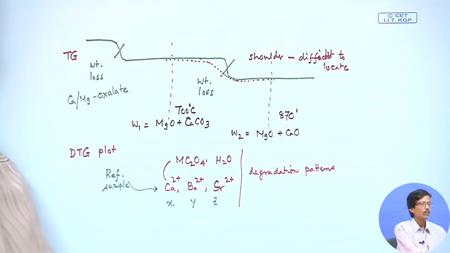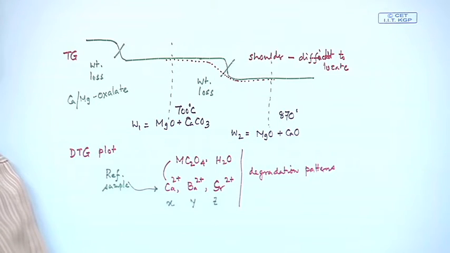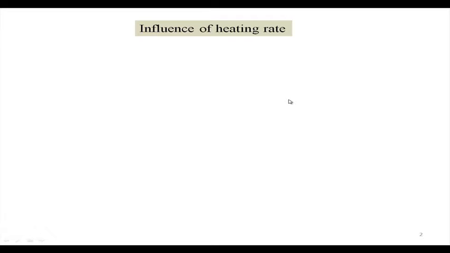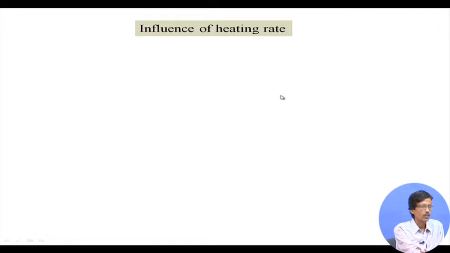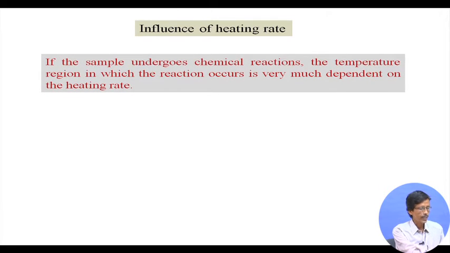So, if we come back to the discussion of heating rate, the influence of heating rate, how heating rate can change the nature of these plots, and particularly we are interested to know about the plot where we find that the TG and DTG plots will be a little bit different, and we basically go for pinpointing the corresponding elimination of the material. So, if a sample undergoes a chemical reaction, the temperature region in which the reaction occurs is very much dependent on the heating rate.